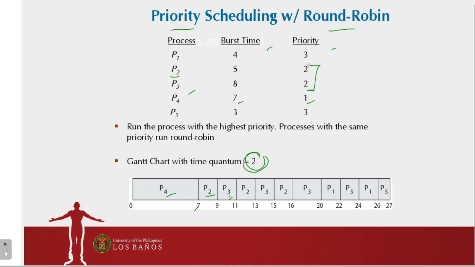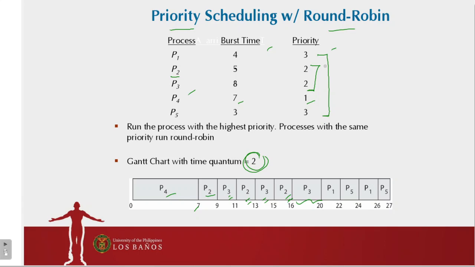And then still these are higher priority processes, so we have again P2, P3, and then P2. So until this point P2 is done already, so P3 will take the remaining time. And then after that we also have 2 processes, P1 and P5, that have the same priority.